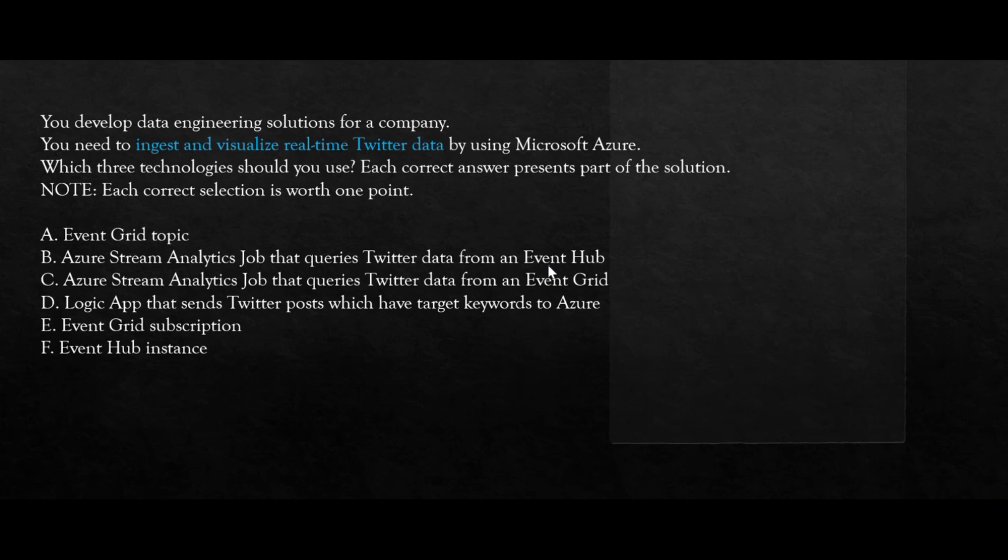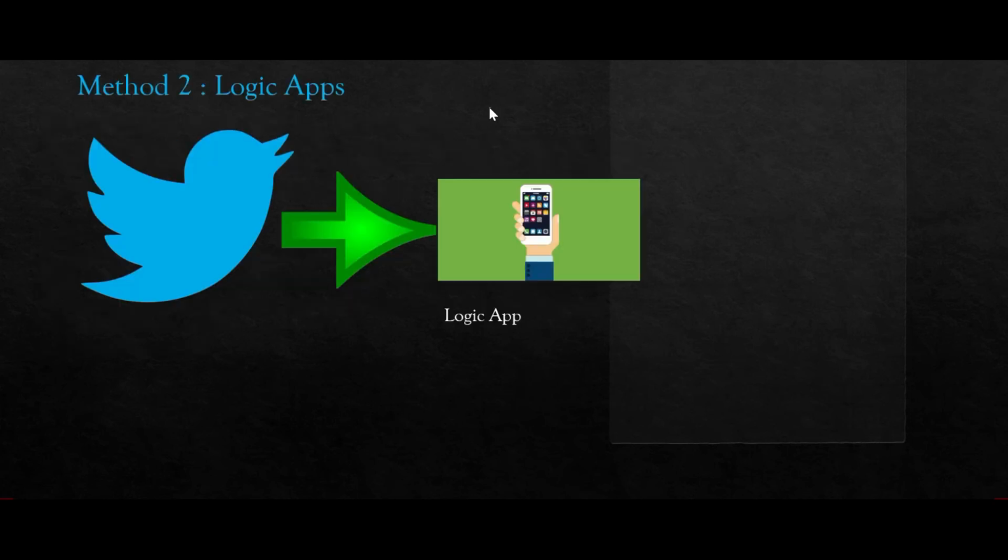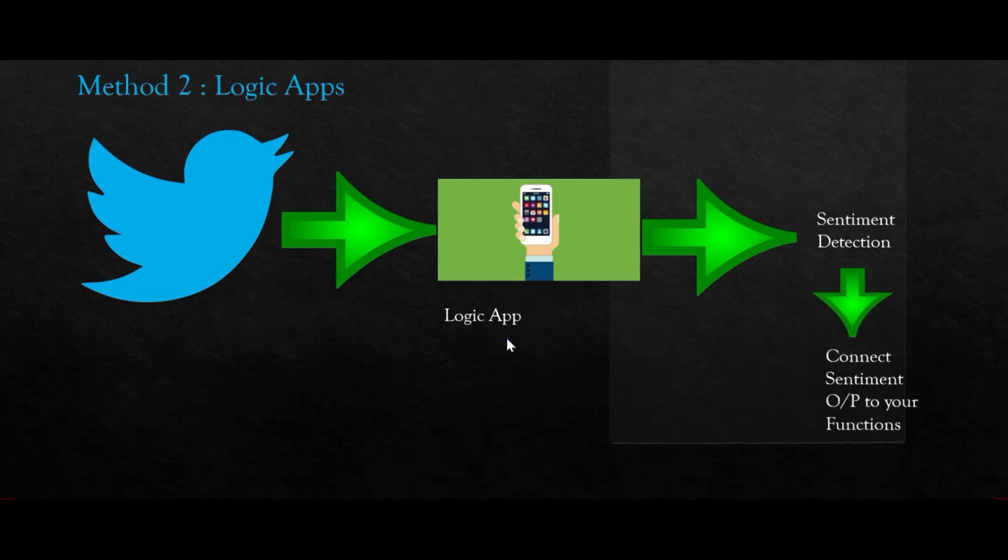Now this can also be done in another way using Logic Apps. So this is method 2, using Logic Apps. The Logic App will be sitting in front of Twitter, and then it will take the data, and this is the entire workflow. It will take the data, perform sentiment detection on it, and then connect the sentiment output to your functions, which will then send email notifications, and then you can test the overall workflow. This is the second way of doing it.